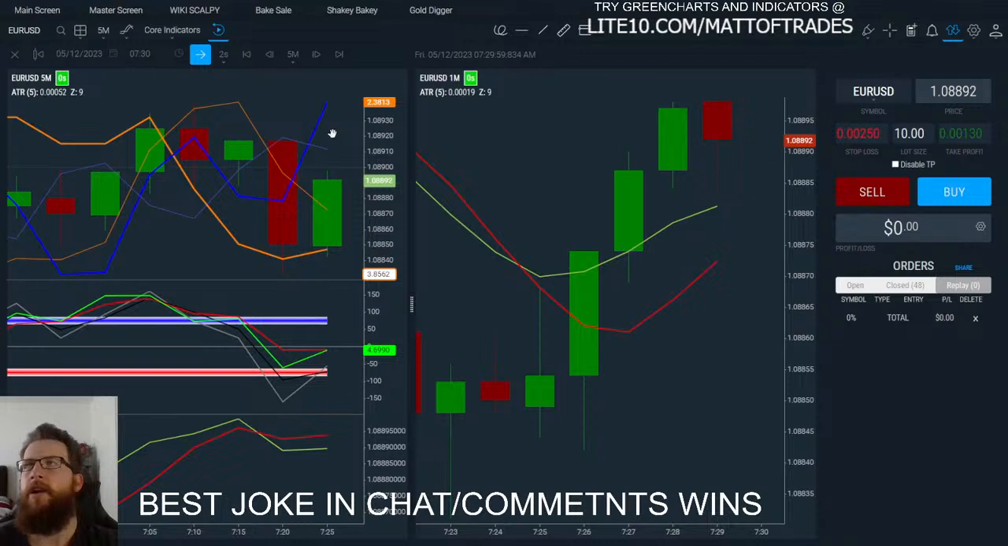The blue lines are inverse, they're opposite, so you'll give a point for each direction they're facing in the opposite way. So if blue's pointing up, that's a point to sell. This dotted blue is pointing down, that's a point to buy.